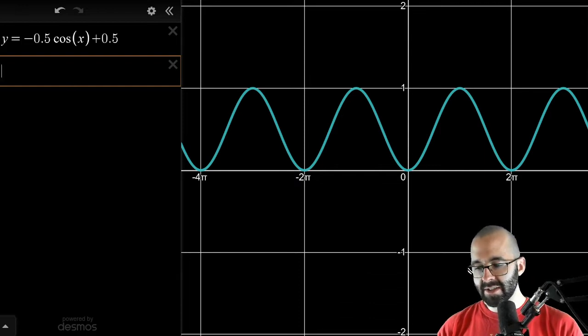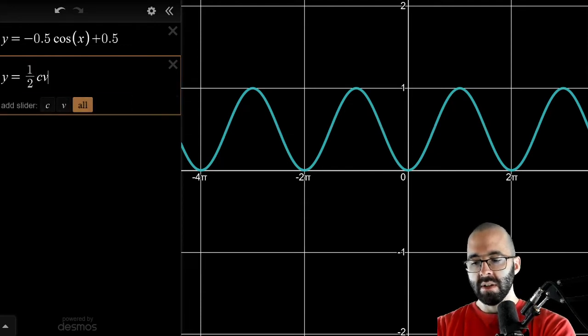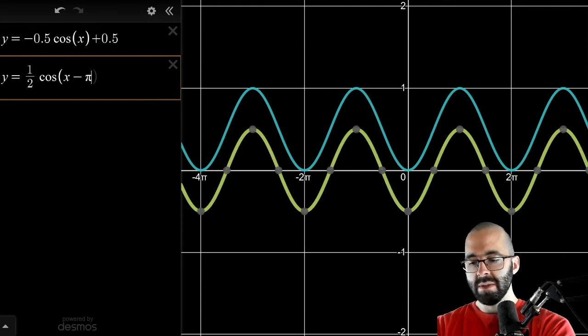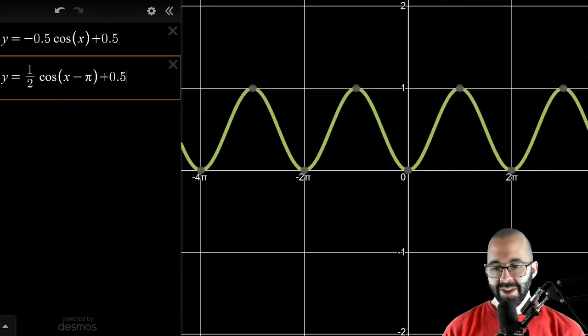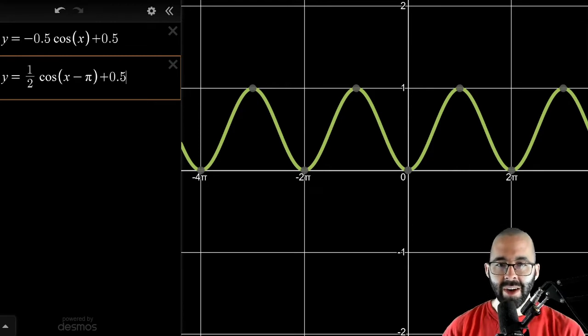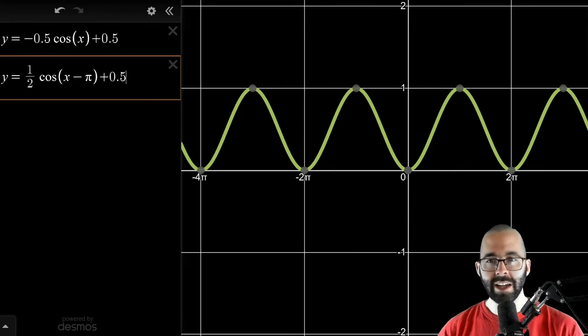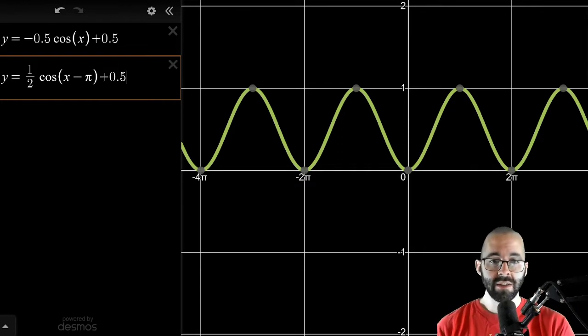Let's graph our other answer and see if we're also correct. Y equals positive 1/2 cosine of x minus pi plus 1/2. Ah, they're both the same graph. Excellent. So we were correct. We are good to go. And you can check your answers even on quizzes and exams. Plug it into Desmos, see if you have the equation of the graph that you want.